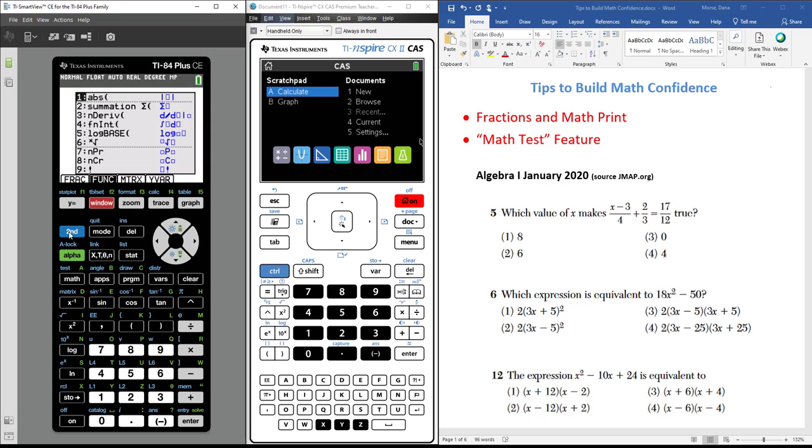Is the solver feature considered CAS or is it allowed? The solver feature, numeric solver, is just going to spit out a numeric answer. It doesn't show any work. It doesn't do any algebraic manipulation. The solver is okay if it's the numeric solver. So, Donnie, numeric solver is okay.